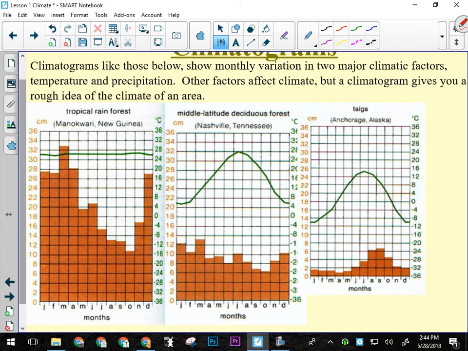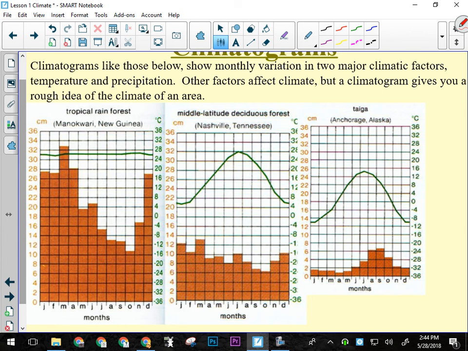Okay? There's not really any pattern to precipitation based on latitude. But for temperature, an equatorial climate has a flat temperature line. These other two have bell curves for their temperature lines, which means we've moved away from the equator and we now have distinct seasons.